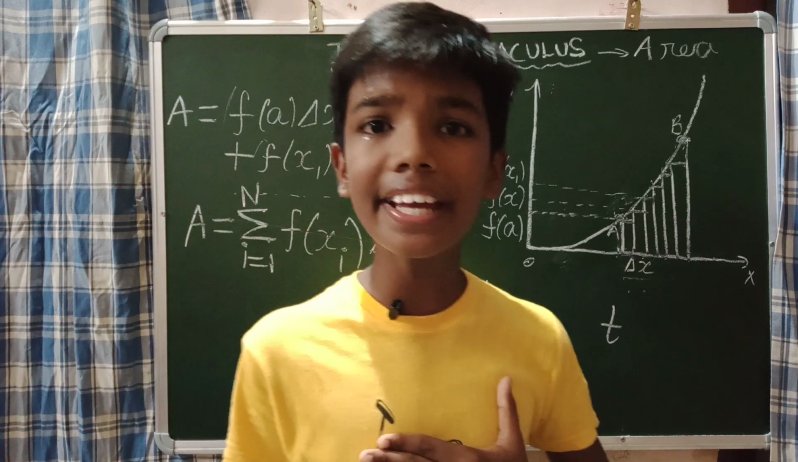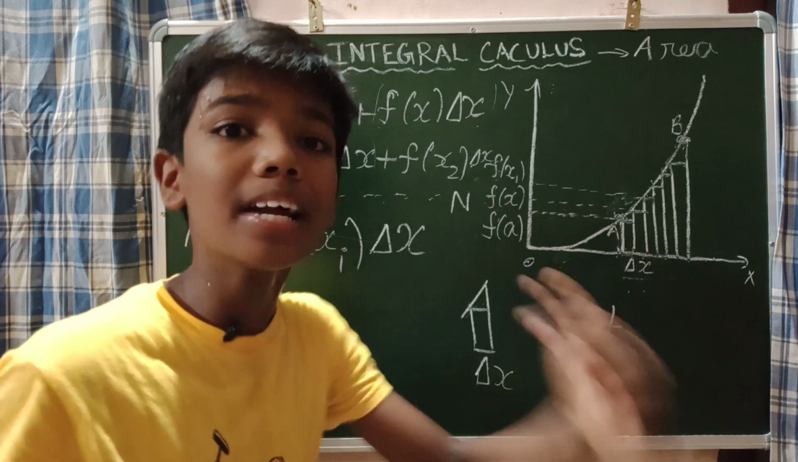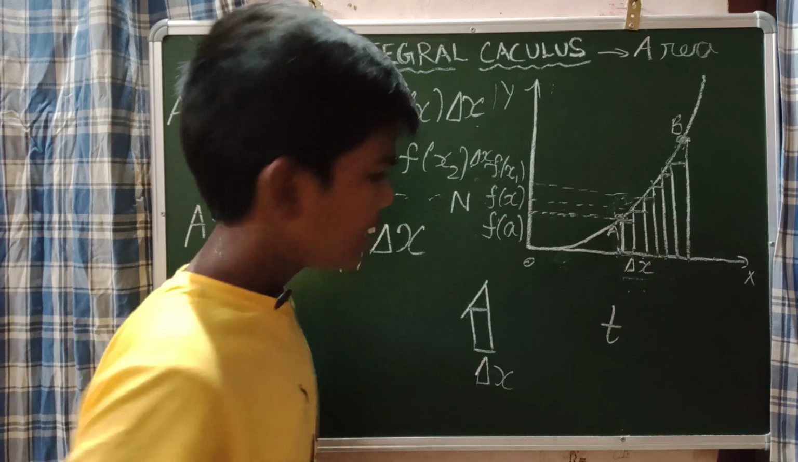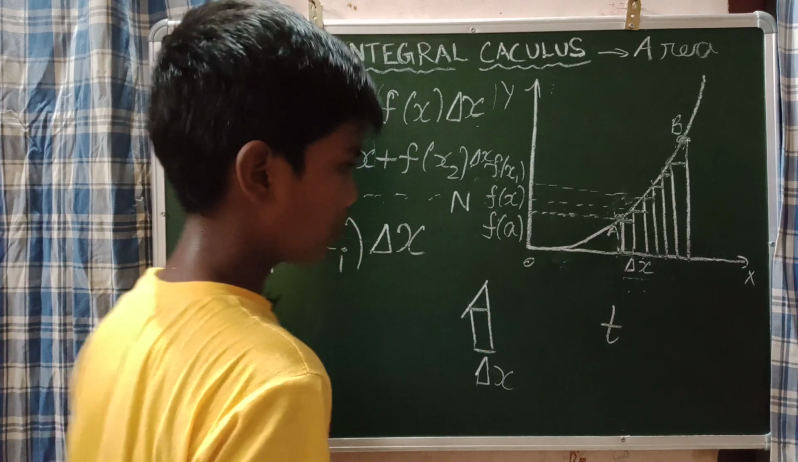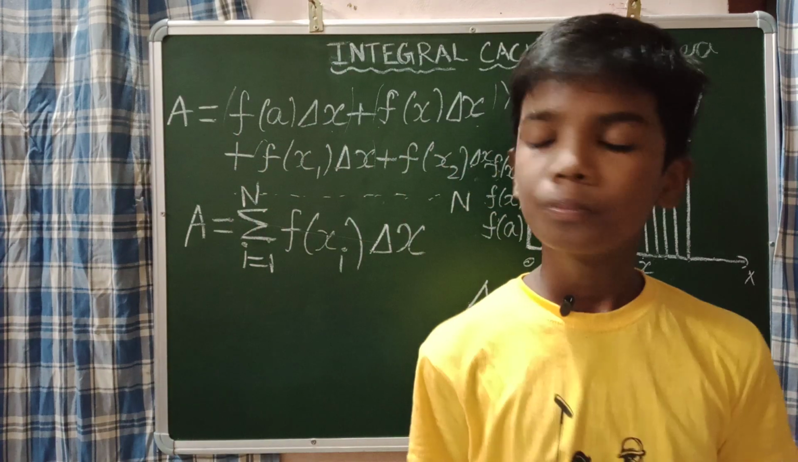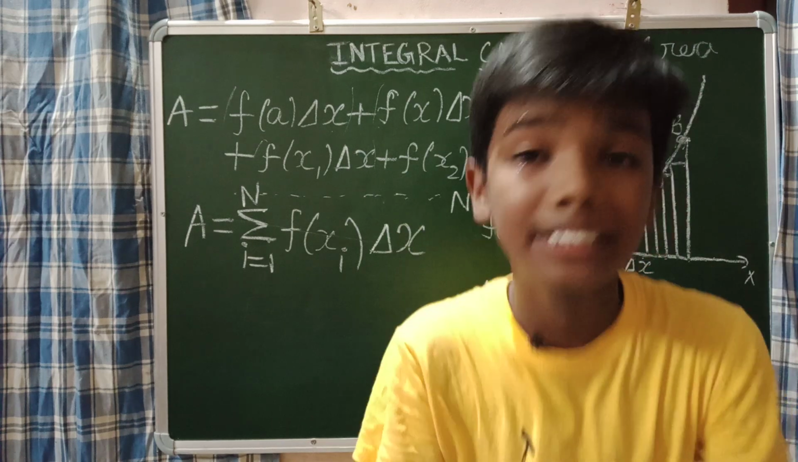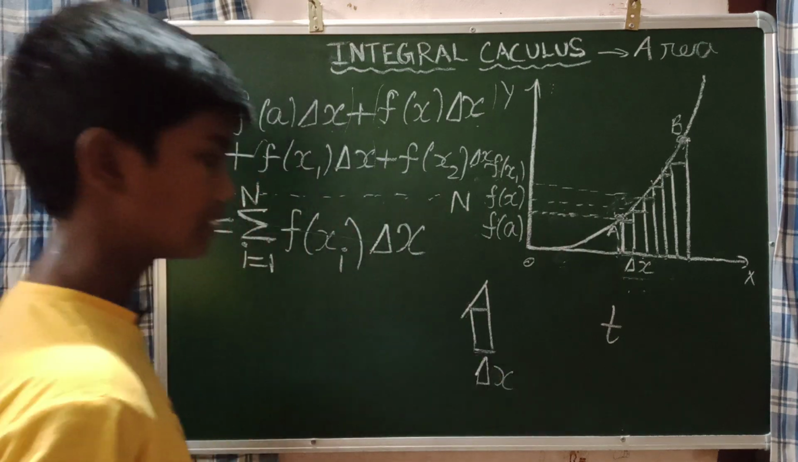How are we going to reduce it? By increasing the n number of strips. When we increase the n number of strips, definitely we will be able to find the accurate area. Many people don't understand this, so I will tell it again. Please listen carefully. We know that this breadth is delta x.